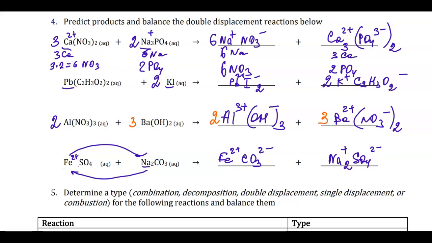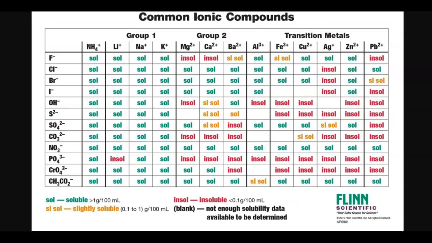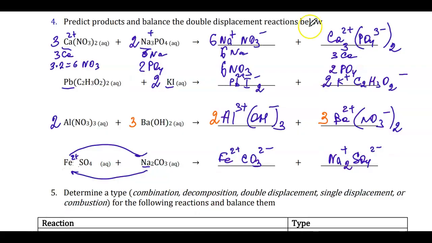Why could I not use iron 3 sulfate? Because that would give us, as you can see, iron 3. There is an empty cell, as you can see, so it's a non-existing compound. Okay.